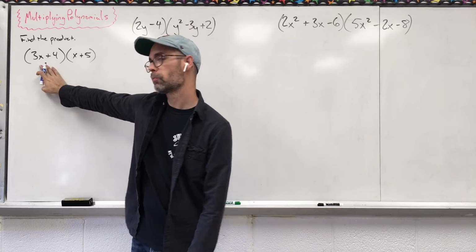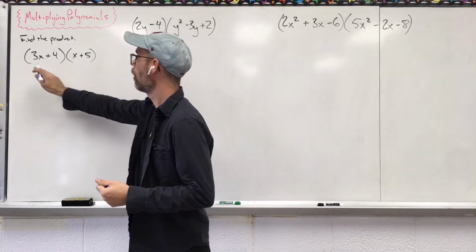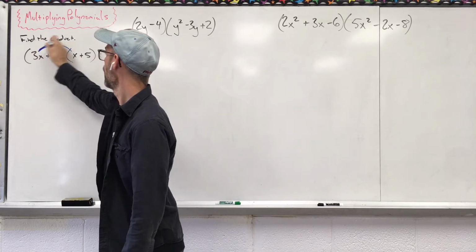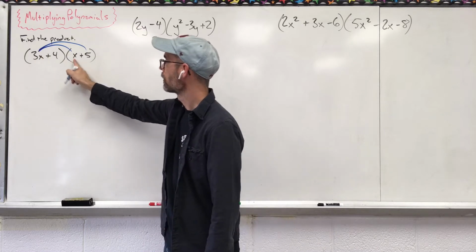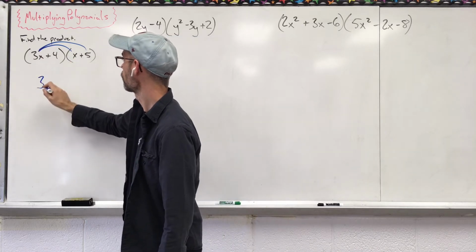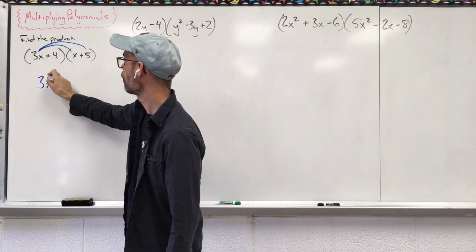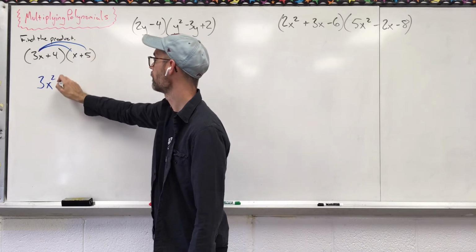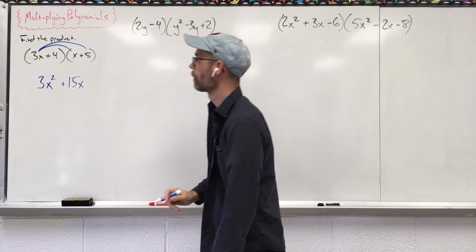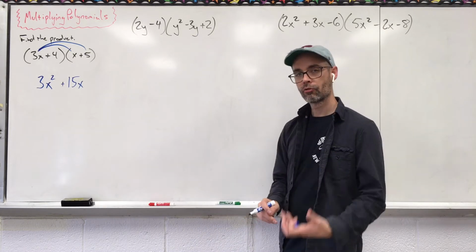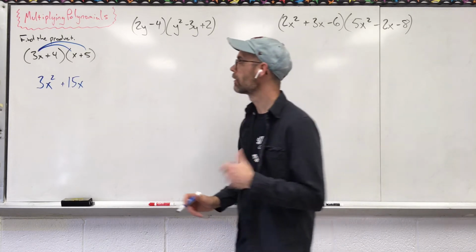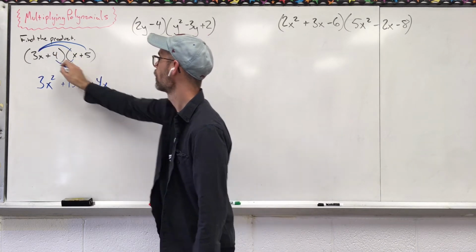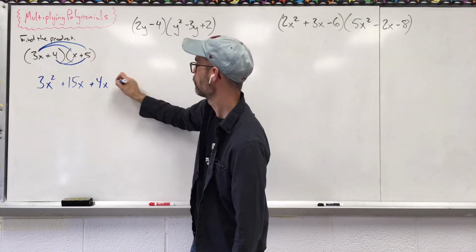I want to break this first binomial up into two parts. First, I want to look at that 3x. I want to make sure that 3x gets distributed to everything. So I'm going to say that 3x times x gives me 3x, and remember, we're going to add our exponents here, squared. 3x and 5 is going to give me 15. Bring the x along. Okay. Now we need to distribute the second number, that 4 that we didn't touch. It goes to everything afterwards. 4 times x gives me 4x. 4 times 5 gives me 20.